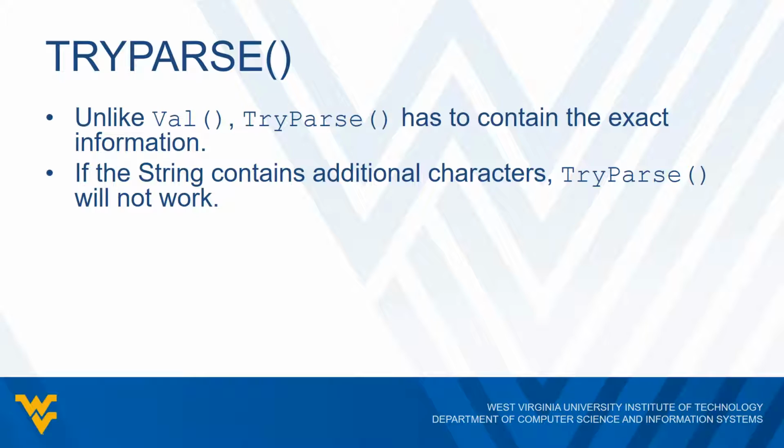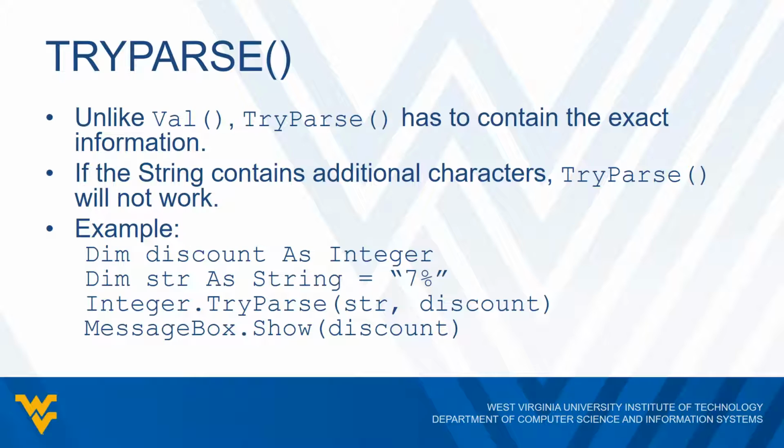If the string contains anything else, then try-parse is not going to work. Does that mean we're going to get an error? No, we're not going to get an error, but we're going to get a 0 if we do not have a complete number in the string. So let me give you an example here. Let's say we have the following code. So we have two variables. We have discount, which is being declared as an integer, and then we have str, which is a string, and notice that it has 7% with the percent sign in there.